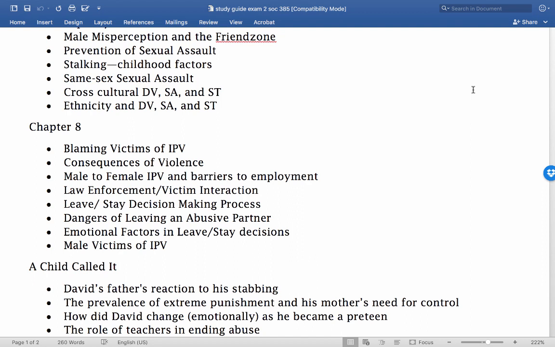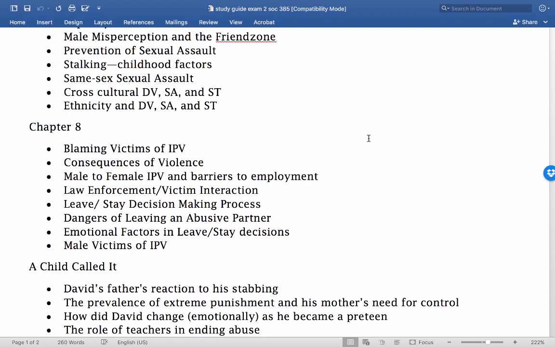All right, when it comes to stalking childhood factors, that's just this idea that if you are stalking someone, oftentimes that has to do with you needing some sort of control, right? So this can be a factor of having harsh parental discipline in your past, that you have association or attachment problems as a result. And because of that, you tend to become very controlling. And obviously stalking is controlling, like monitoring someone's behaviors.